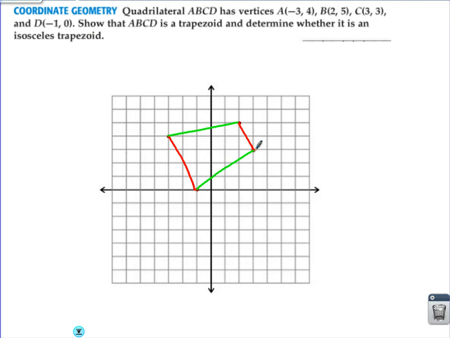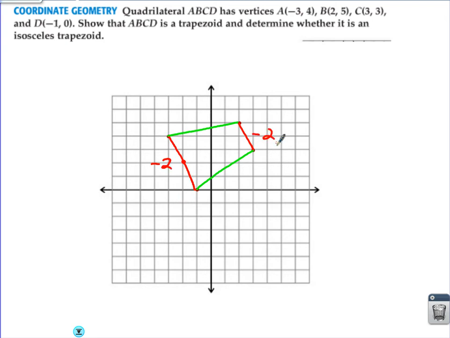In order to be parallel, two lines have to have the same slope. So we're going to check our rise over run. You can go, well, this would be the easiest way. Down 2 over 1, that's -2.